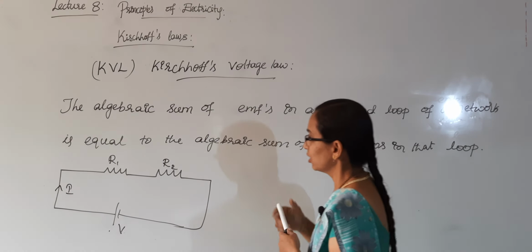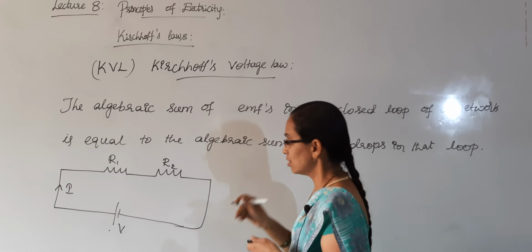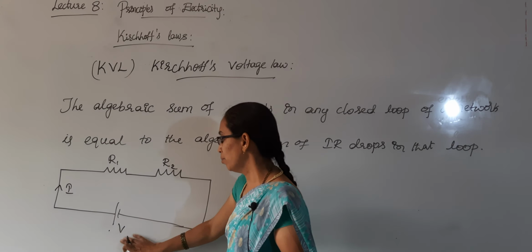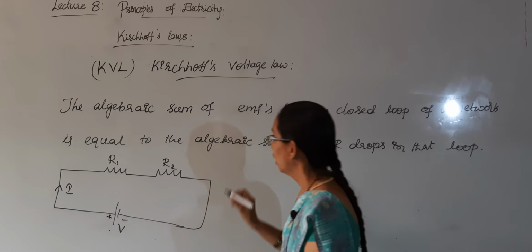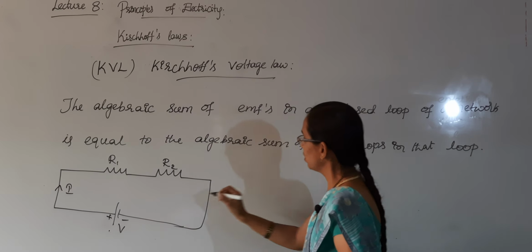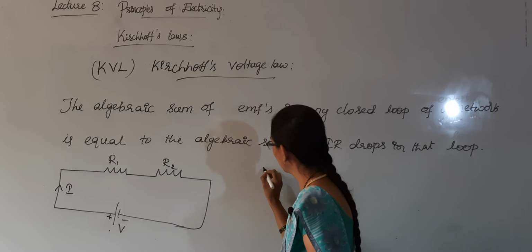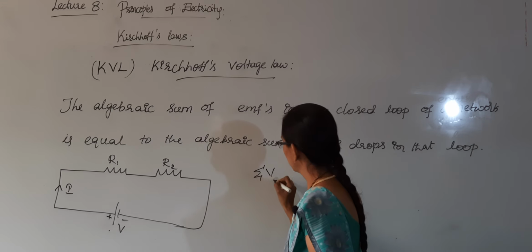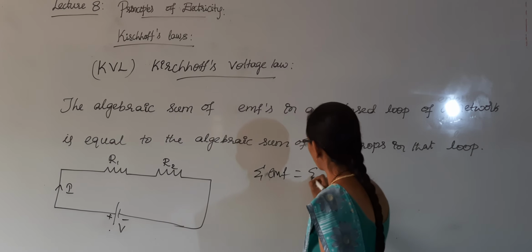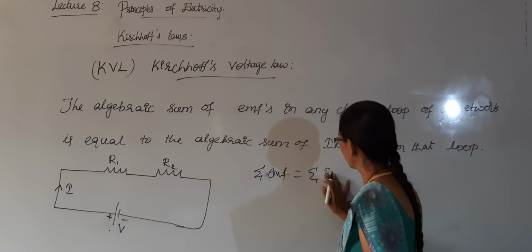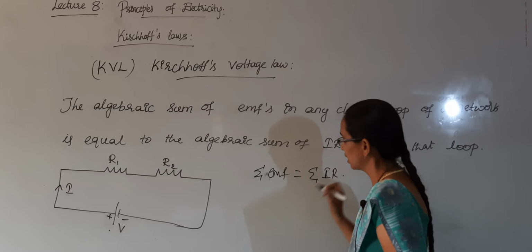Here in this circuit, what happens? This is an EMF which is V. The algebraic sum of EMFs in the circuit, that is, sum of EMF is equal to sum of IR drops. That is what the statement of KVL tells us.